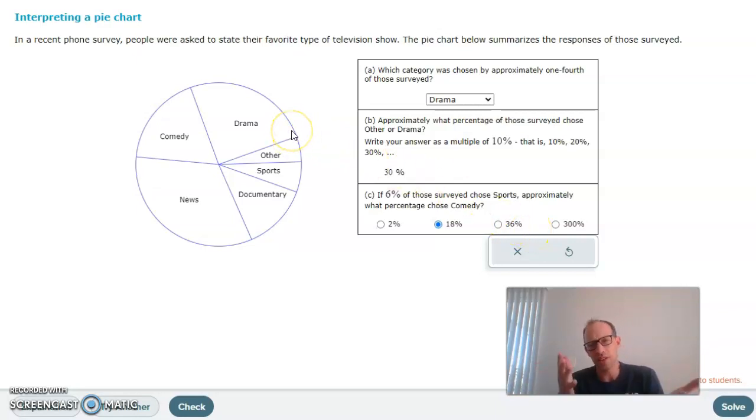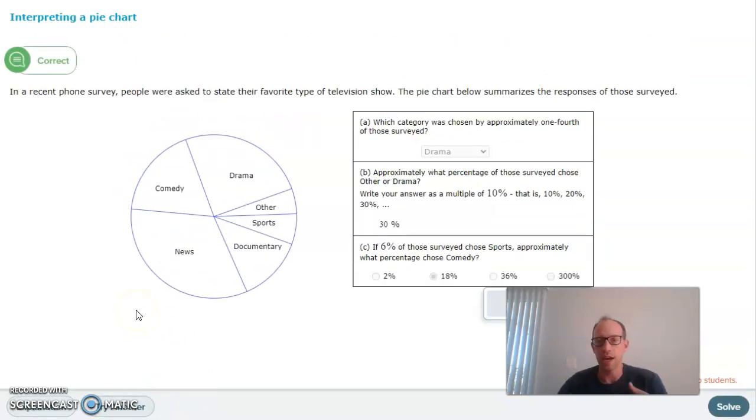There you go. So again, there's no clear and fast necessary way that you have to do these. But you start to build some tools, and thinking about a right angle equals 25% of the data, that's pretty helpful.